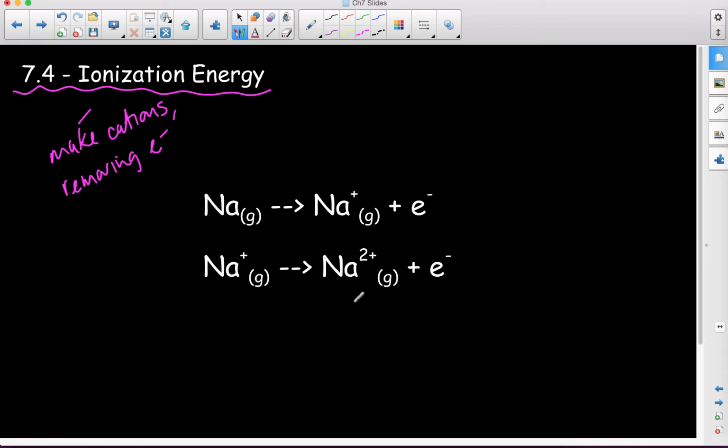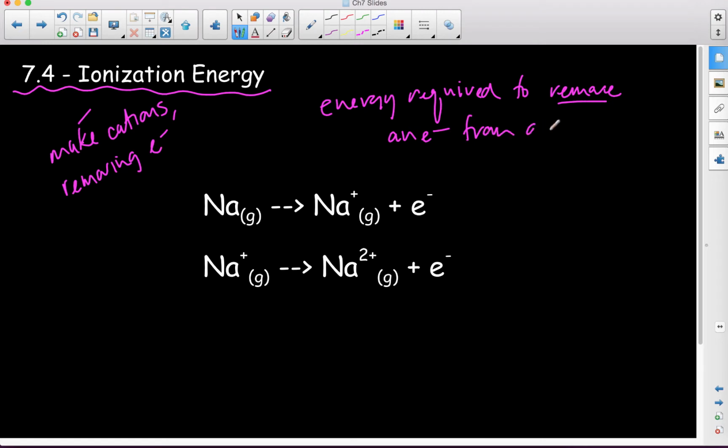Okay, so if we look here, that's what we're saying. These are equations that describe ionization energy, and by definition it is the energy required to remove an electron from a gaseous atom, or ion, as the case may be.